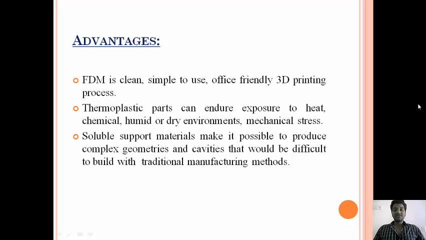These soluble support materials, as I discussed, are soluble in detergents. We can use them to create complex or intricate shapes which cannot be produced by using the conventional machining process. With the help of this, we can create the complex shape, and the rest of the support part can be chipped away.